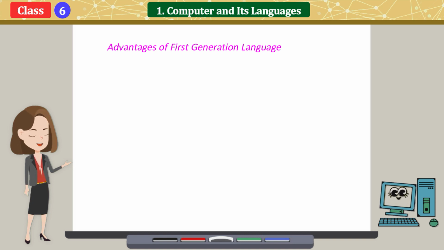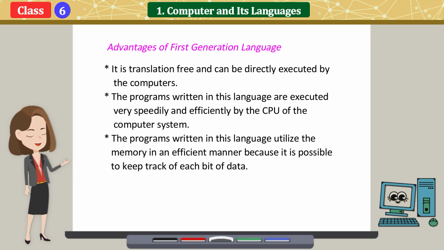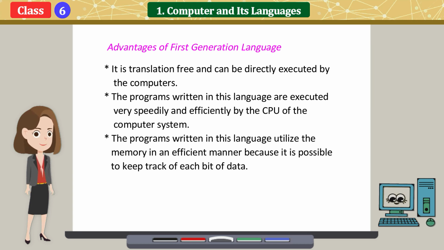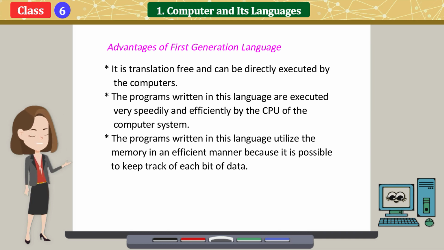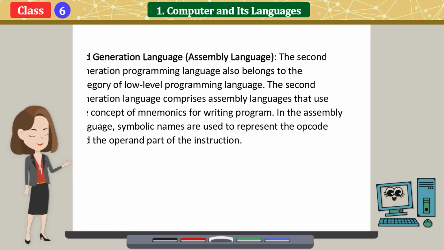Advantages of first-generation language. It is translation-free and can be directly executed by the computers. The programs written in this language are executed very speedily and efficiently by the CPU of the computer system. The programs written in this language utilize the memory in an efficient manner because it is possible to keep track of each bit of data.